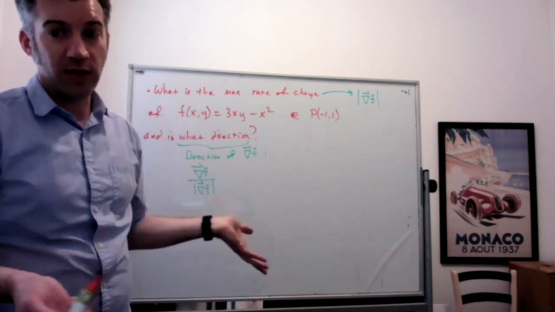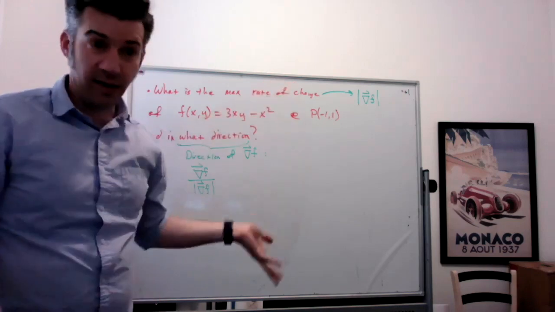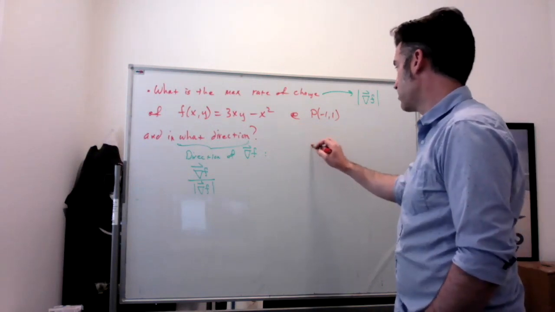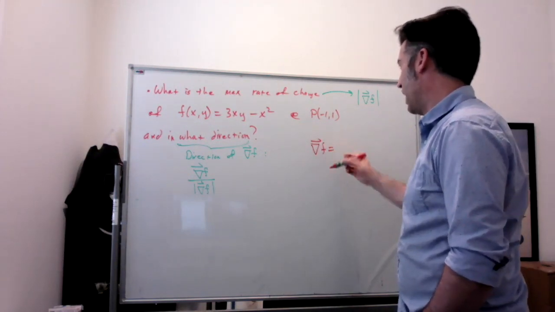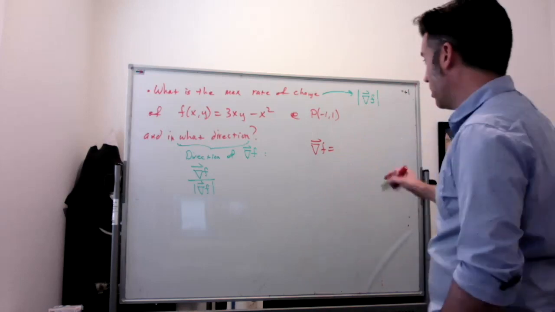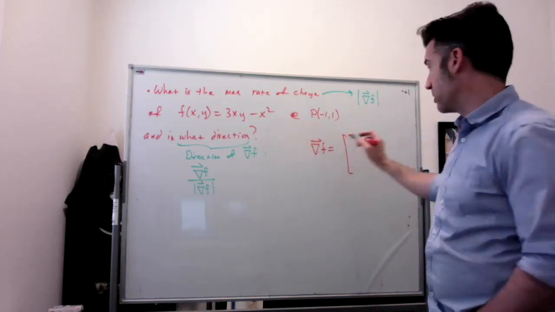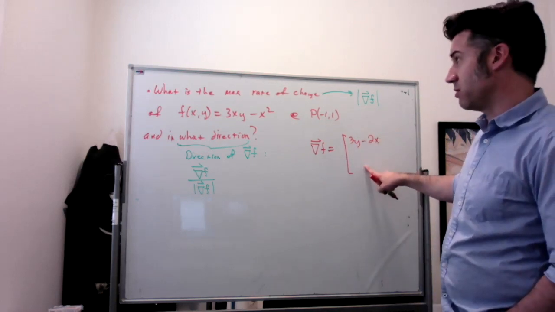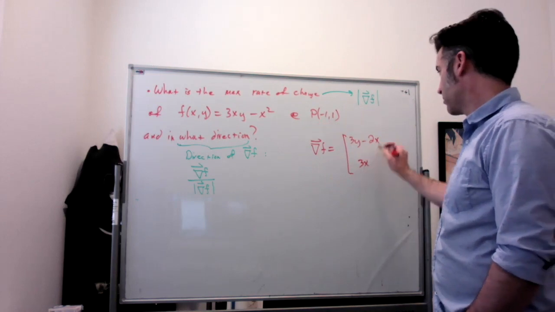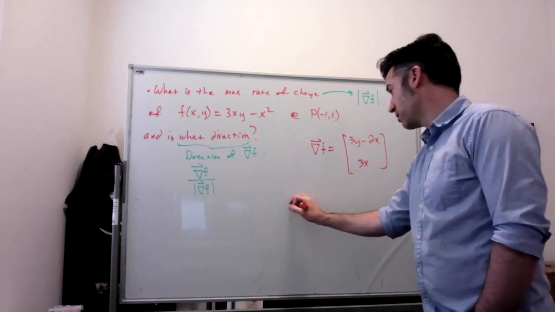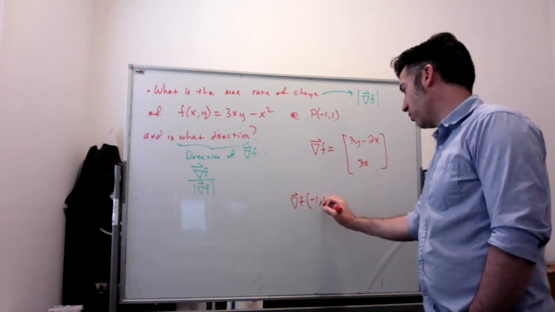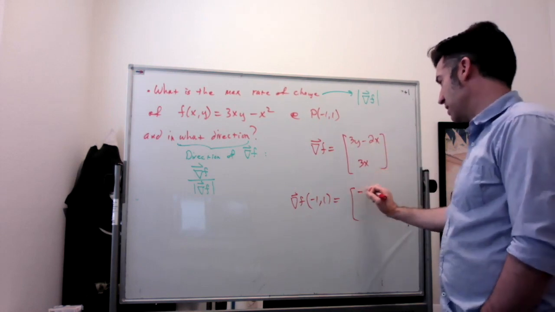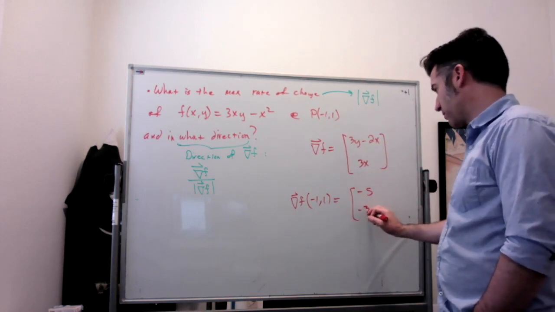If someone says, what's the maximum rate of change? We're going to find the gradient and take its magnitude. Let's do that. Let's just find the gradient and then plug in the point (-1, 1). So the gradient is going to be the partial with respect to x, which will be 3y minus 2x. And then the partial with respect to y is going to be 3x. And if we plug in that point, the gradient at the point (-1, 1) is going to be, let's see, -3 minus 2 is -5, and this will be -3.